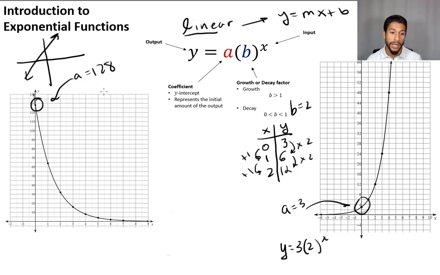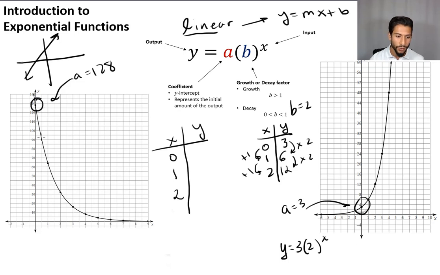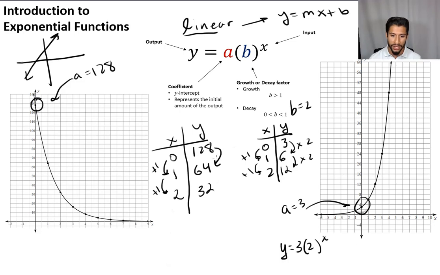Now in this example, we already saw that a was 128. Now let's make a table as well. 0, 1, and 2. So at 0, it's 128. At 1, you can't really tell, but that's just below 65, so that's 64. And at 2, that is 32, right there. So as you can see, this function is decaying. As x increases by 1, plus 1, plus 1, the function actually gets cut in half.